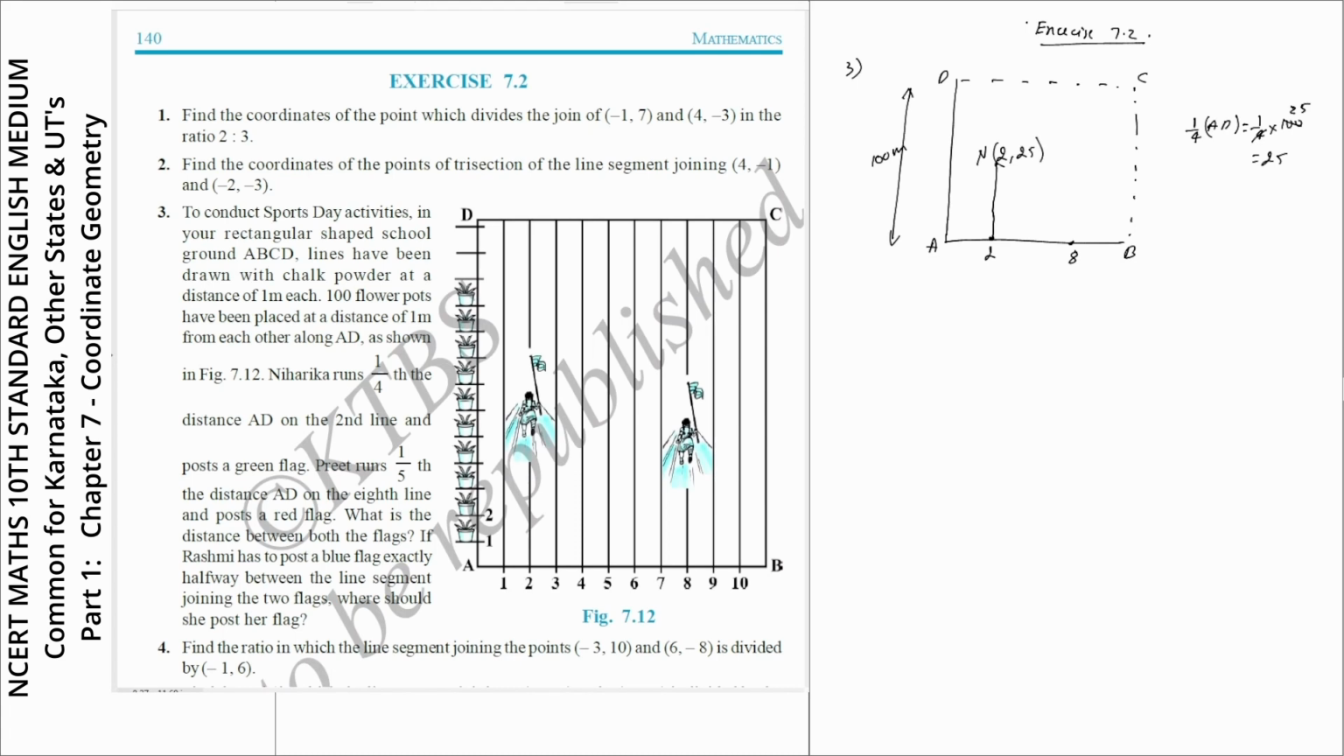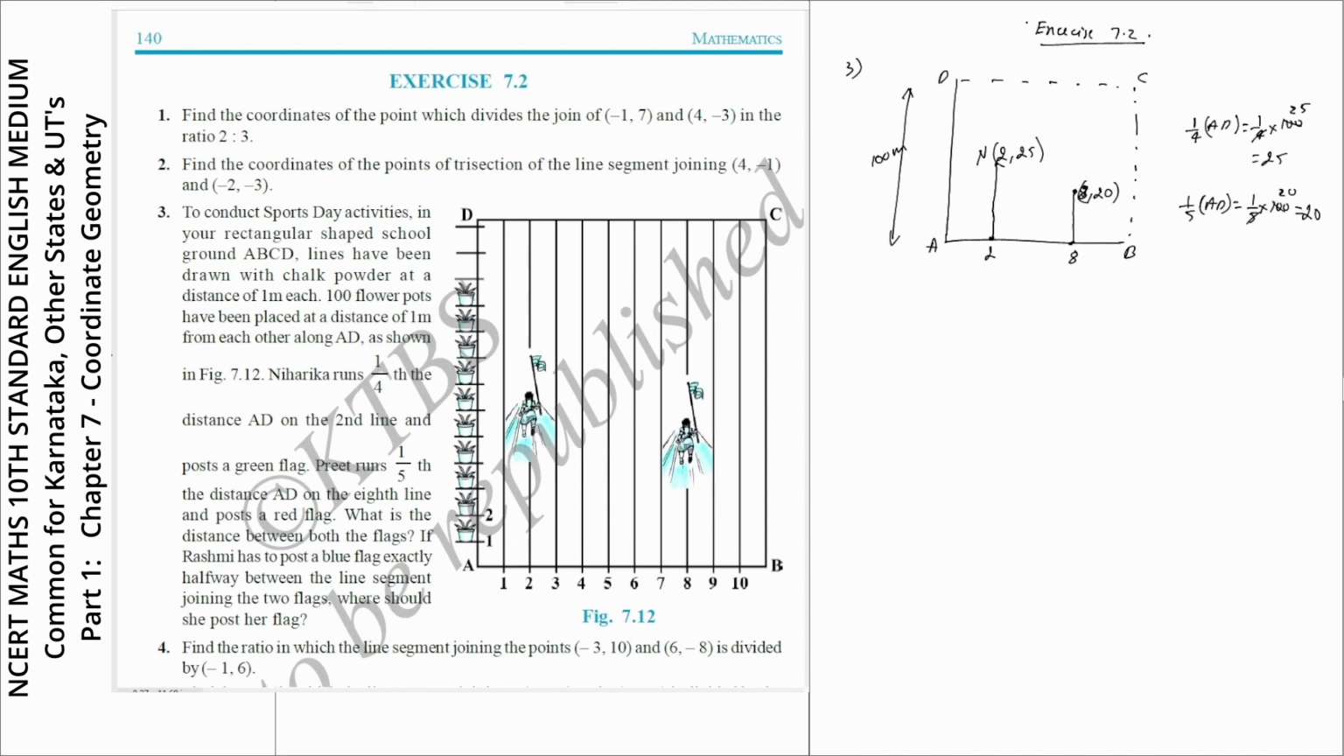Now Preeti runs in track 8. So from this point she runs and she covers 1/5 of AD. AD is 100 meters. So 1 by 5 into 100. 5 ones are 5, 5 twos are 10, 0. So 20. So she posts the flag here. So this coordinate is 8 comma 20.